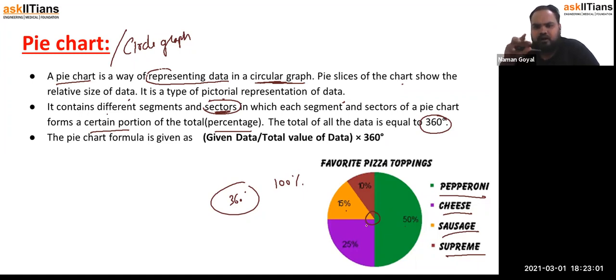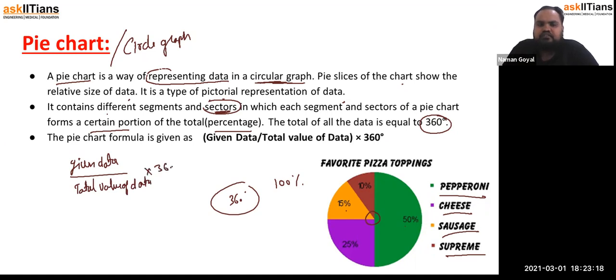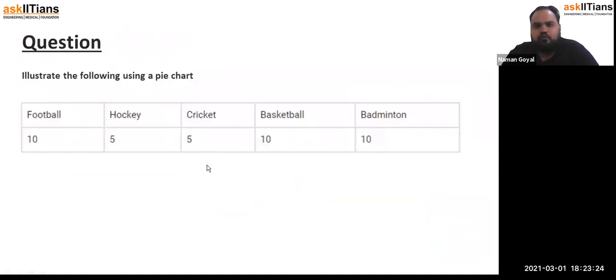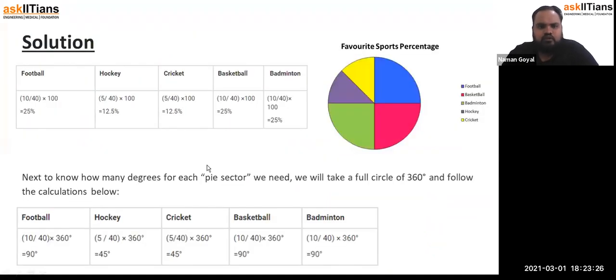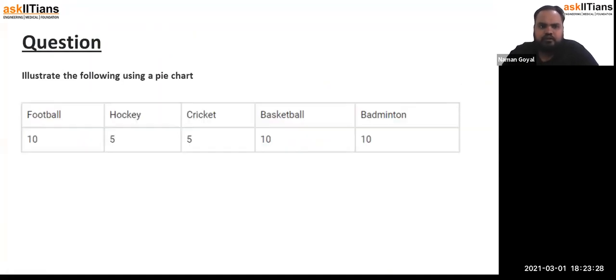Now if we want to find out how many parts each covers, the pie chart formula is: given data upon total value of data, into 360 degrees, is the required formula. Okay, so how we use that formula we are going to learn. Let me show you how it is done.